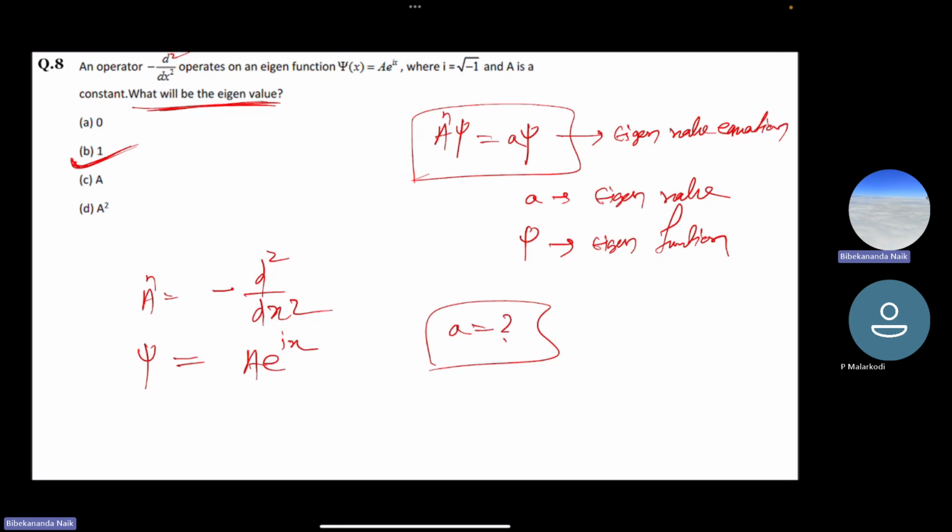Now we will move to the next question. Question number 9: a one-dimensional potential well of length L has the following boundary conditions, where V(x) is 0 for 0 to L and V(x) is infinity for other values. Now the energy of the particle of mass m in this well in the nth state? These are the options: n square h square by 8 m L square, n square h cross square by 8 m L square, h cross square by 8 m L n, or h cross square by m L square into n square. So these are the four options.